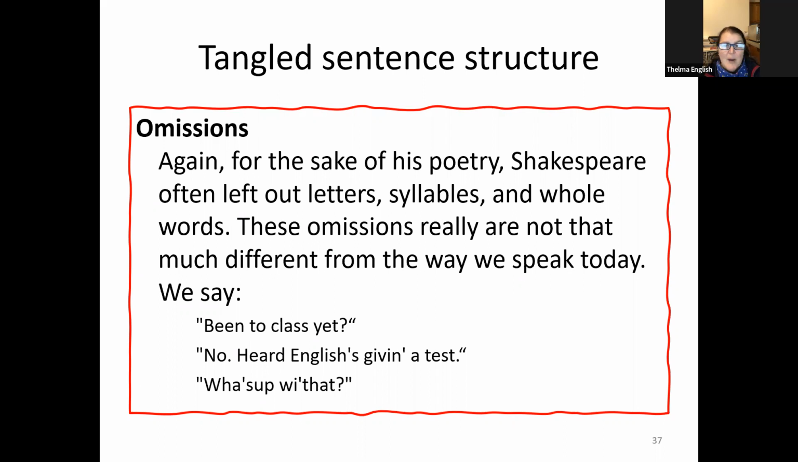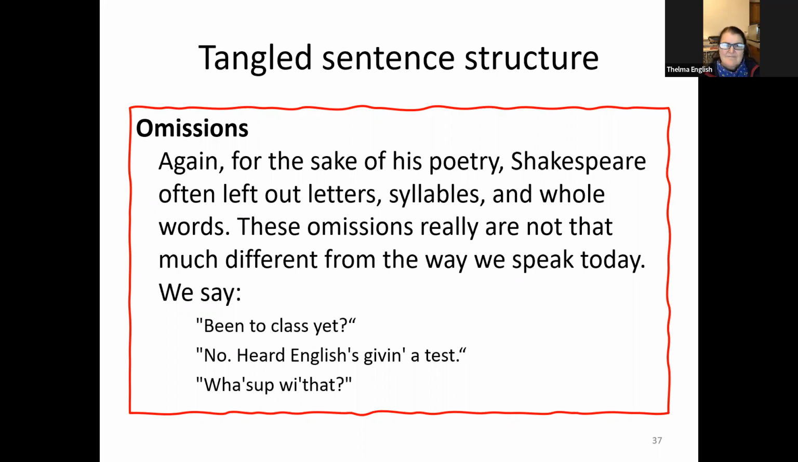Again, for the sake of his poetry, Shakespeare often left out letters. We call these omissions, or he left out syllables and whole words. These omissions really are not that much different from the way we speak today. Think about things we say today. "Been to class yet?" That's not a proper sentence. You would have to say, "Have you been to class yet?" But we do this all the time. We omit. "Been to class yet?" "No. Heard Mrs. English is giving a test."